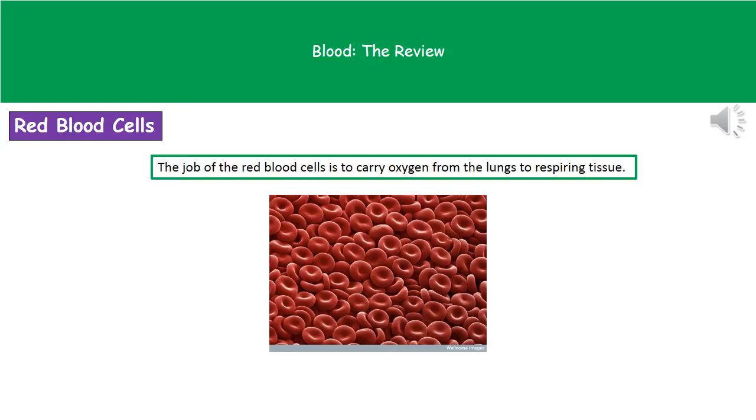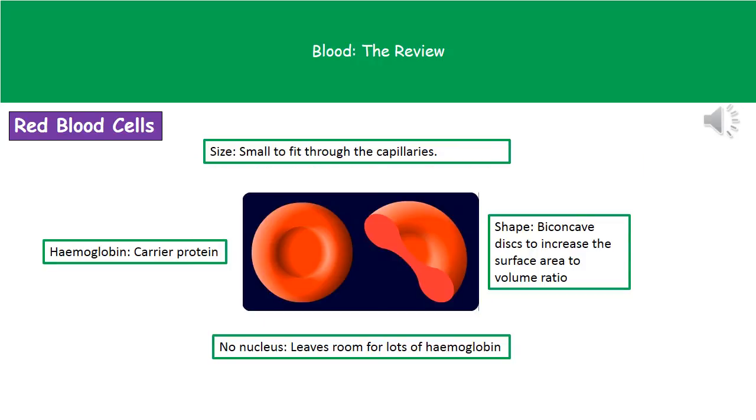So first of all, we can look at the red blood cells, and hopefully you do remember that the job of that red blood cell is to carry oxygen from the lungs to the respiring tissue. So the red blood cells have a few adaptations that make them suited to the job of carrying oxygen around the body. First one is that they're very small to allow them to travel through the capillaries, which are the smallest blood vessels in our body.